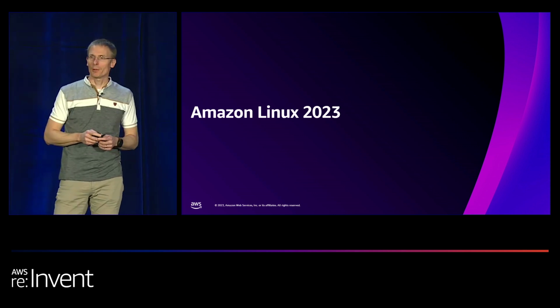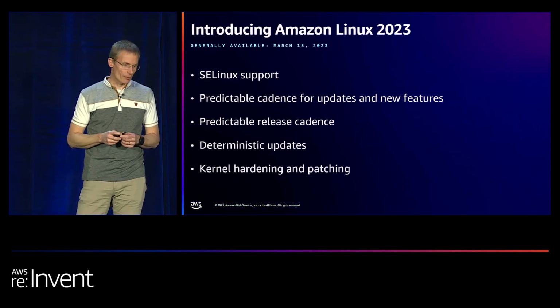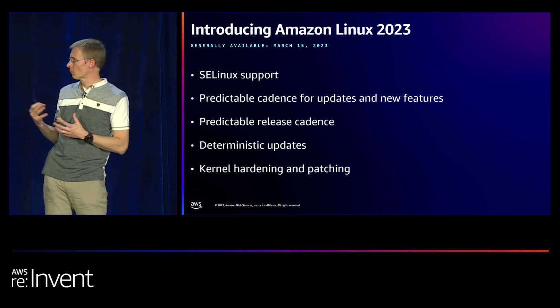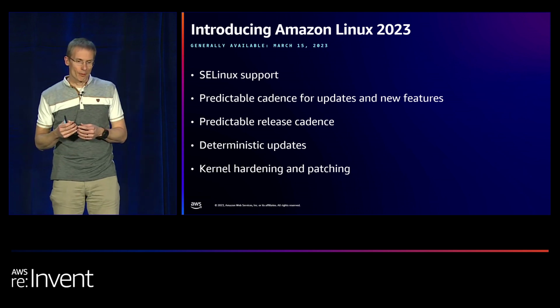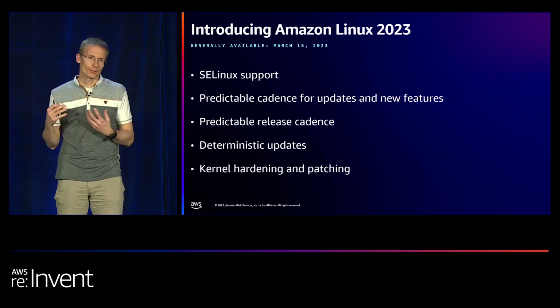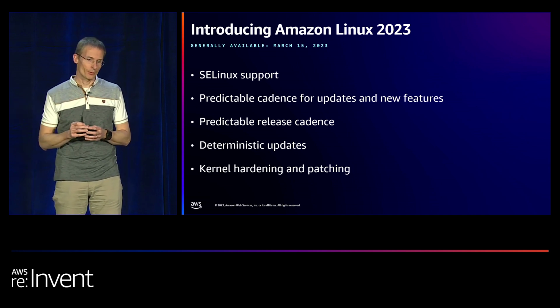So let's talk a little bit about the latest version, Amazon Linux 2023. It was released earlier this year in March. It comes now with a 5-year support period. And we're going to talk about the features that make Amazon Linux 2023 special and why you should consider migrating to Amazon Linux 2023 as quickly as possible.